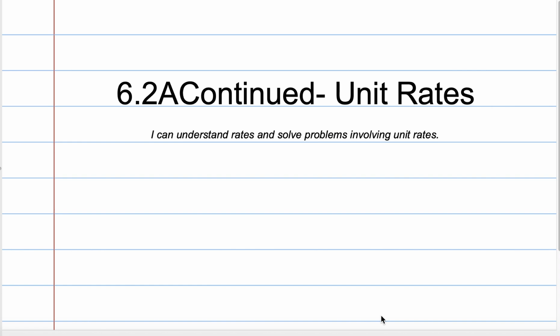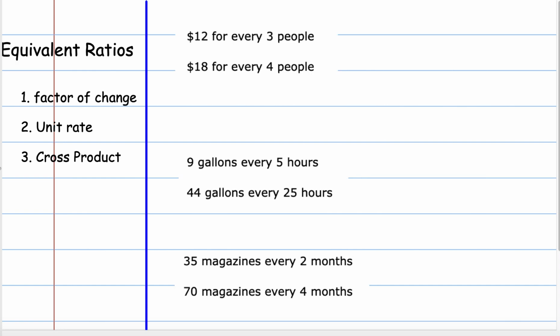Unit rates continued. I can understand rates and solve problems involving unit rates. So I want you to set up some equivalent ratios. You can use factor of change, unit rate, or cross product. So let's do the first one together, then I'm going to have you stop the video and see if you can do the other ones.